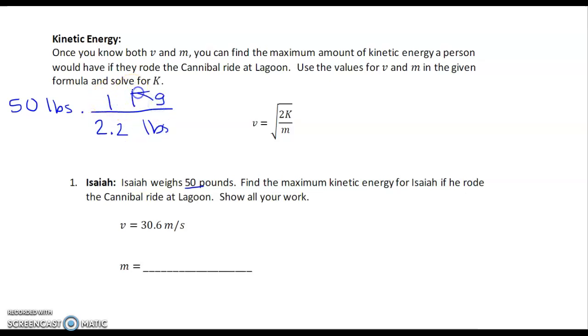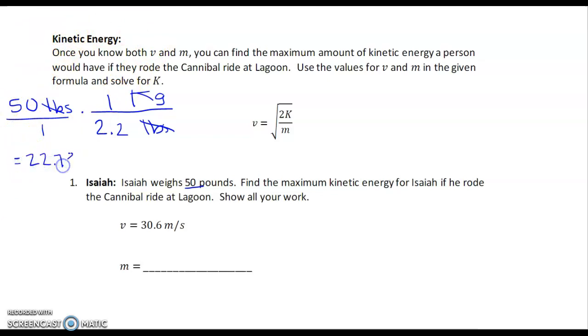I set it up like this because when it's set up this way, the pounds will cancel each other out. They can cross cancel, and that's exactly what we want to happen. We want the pounds to cancel, so we're just left with kilograms. So basically we'll do 50 divided by 2.2 and we'll get 22.73.